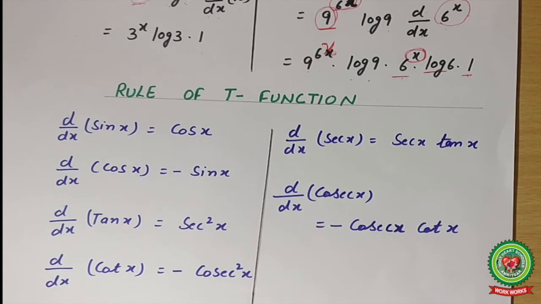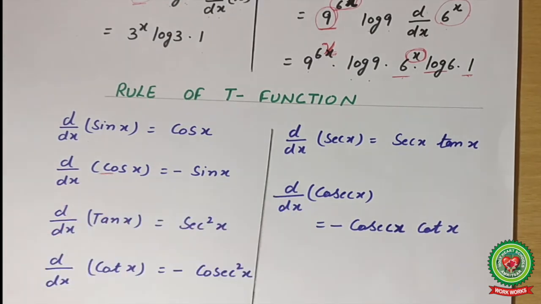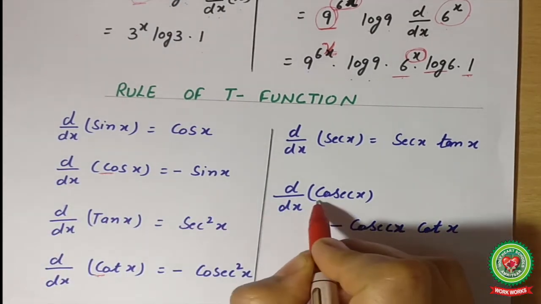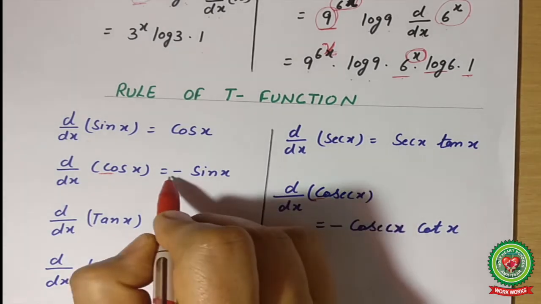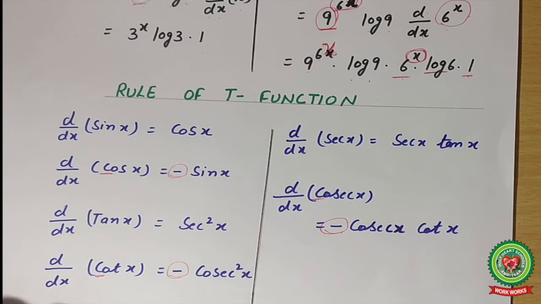Now you will get one big hint here. As you differentiate any of the c functions, cos, cot, cosecant, you will get a negative sign. Only whenever the differentiation of a c function is there, you will get a negative sign. Clear, children? The rest are all complementary of each other. Sin is the complementary of cos, cos is the complementary of sin.